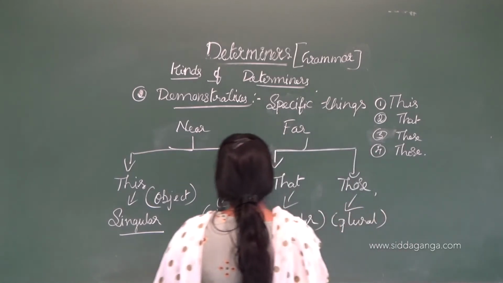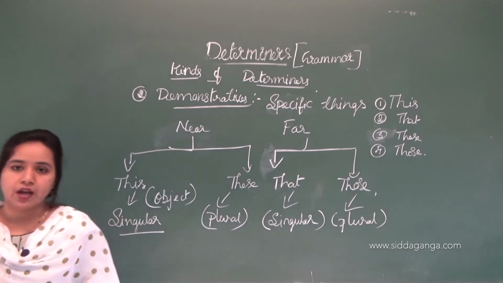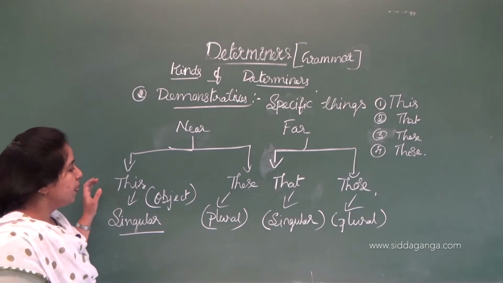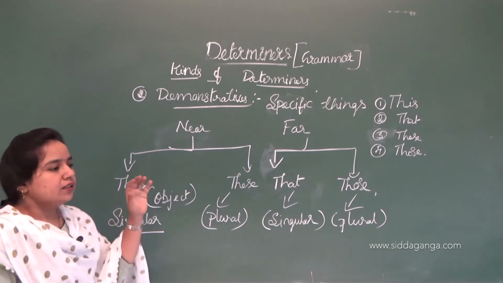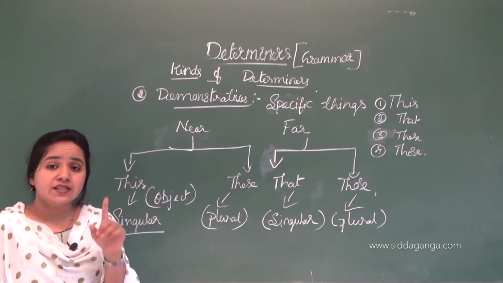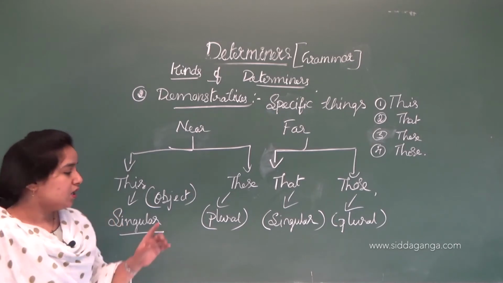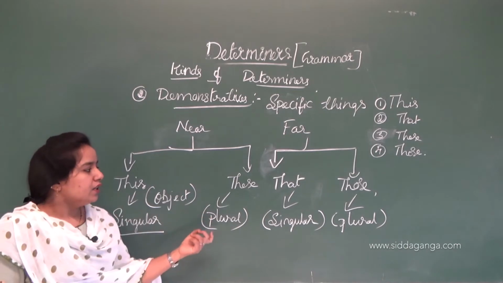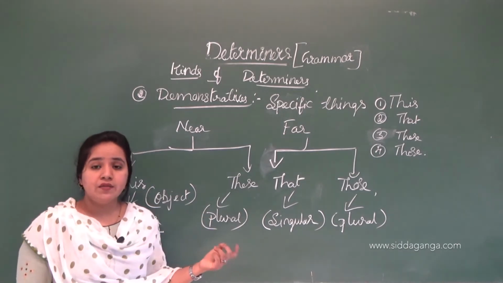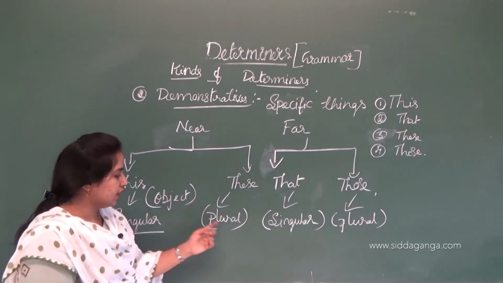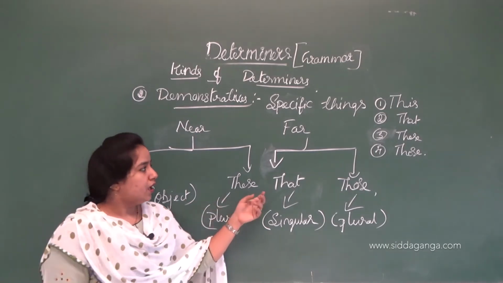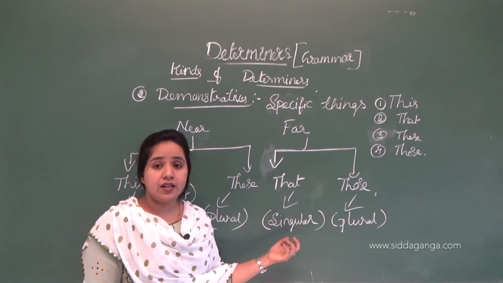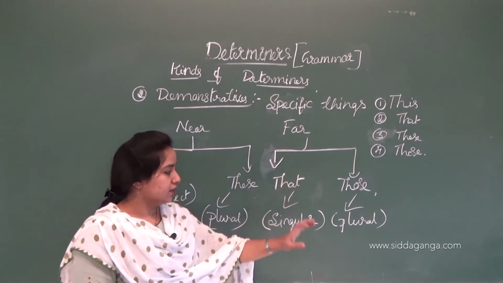Okay, so with the help of this diagram, I hope that you have understood how we are using the demonstrative adjectives. The thing which is near to us but singular, in that case we use the demonstrative this. And the thing which is plural but near to us, in that case we are using these. Then the things which are far and singular, we are going to use that.